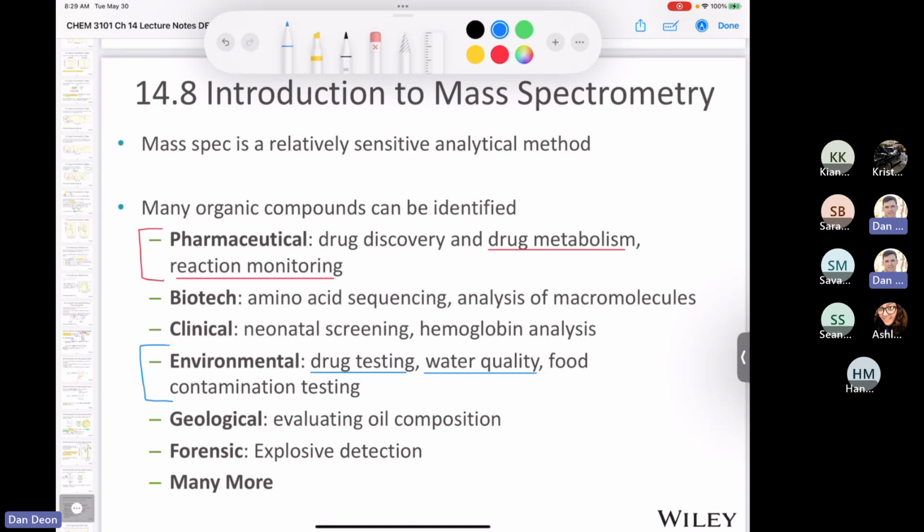Something that I said before I started recording the lecture this morning is, if you're interested in mass spec, or if you're talented with mass spec, it's kind of a joke. I'm being kind of silly here, but you'll always find employment. There's lots of opportunity for people who are good at mass spectrometry.